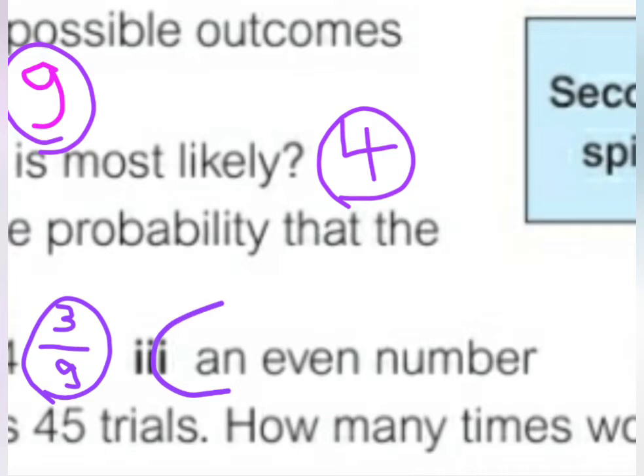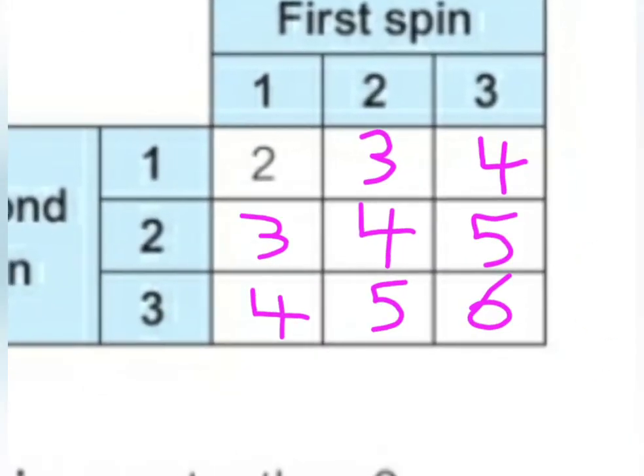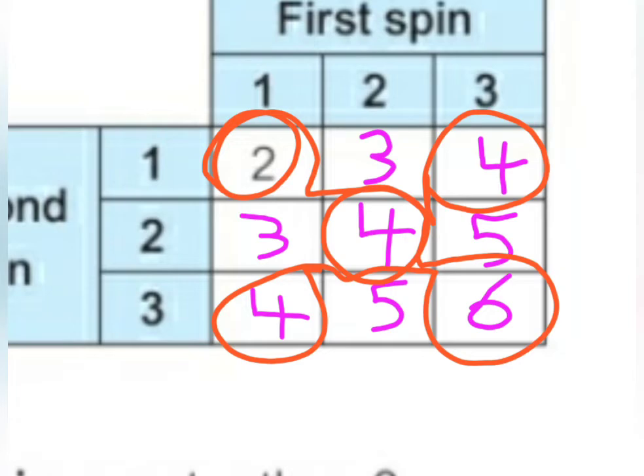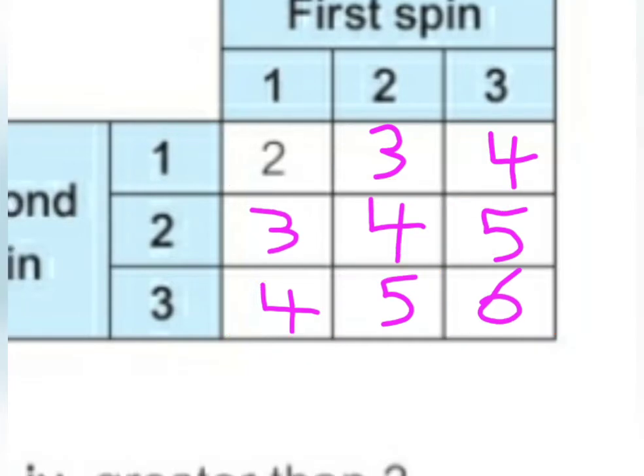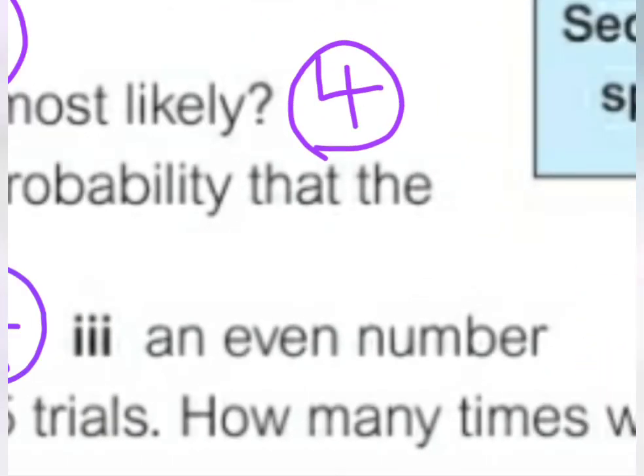An even number. What is the probability of getting an even number? Let's check how many even numbers we have. We have this 1, 2, 3, 4, and 5. So we have 5 even numbers. So the probability will be what? Very good. 5 over 9. Good job. Let's write it here. An even number will be 5 over 9.